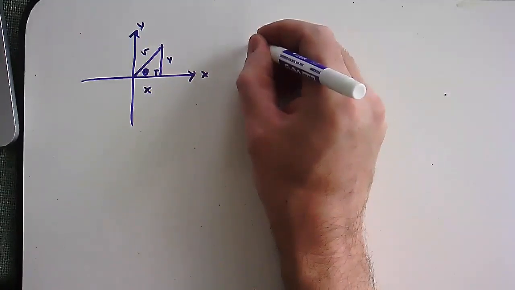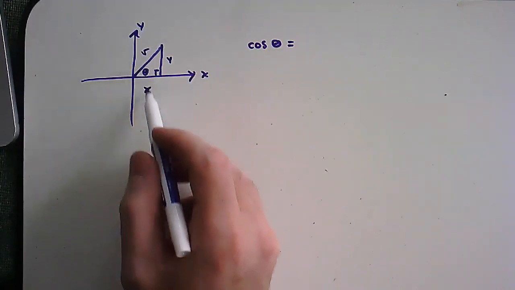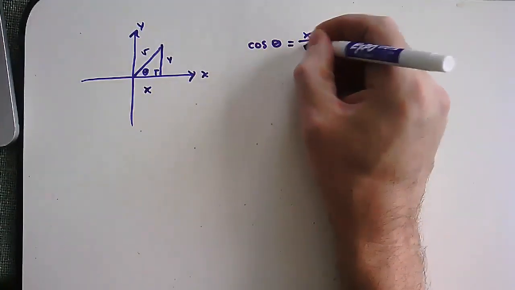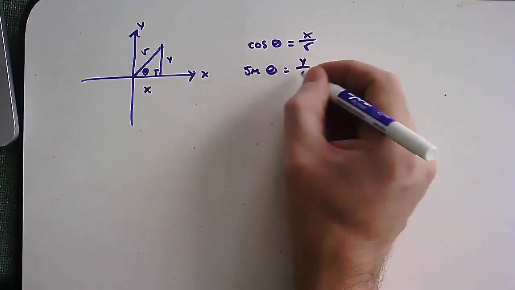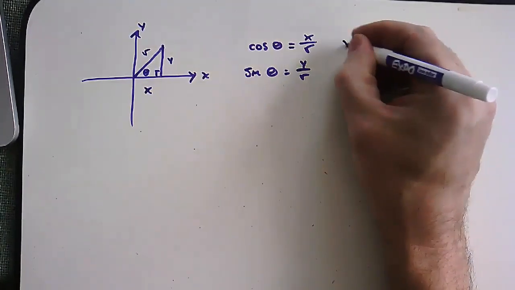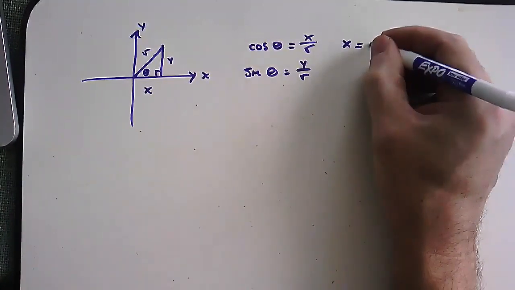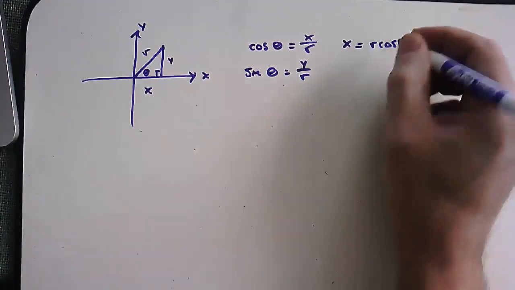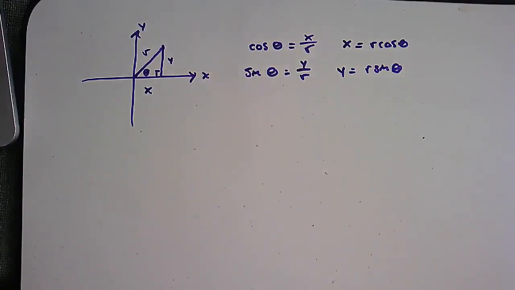So we have cosine of theta, that's adjacent over hypotenuse, that would be x over r. And sine of theta would be y over r. If we just take these and multiply both sides by r, we get conversion factors for x and y. So whatever our x variable was, represented in polar coordinates would be r cosine theta, and y would be r sine theta. So one thing I should address is, why bother with these different coordinate systems?